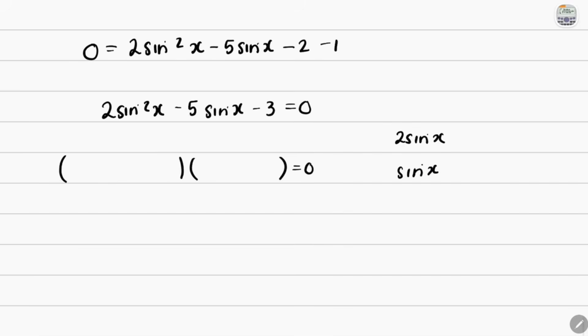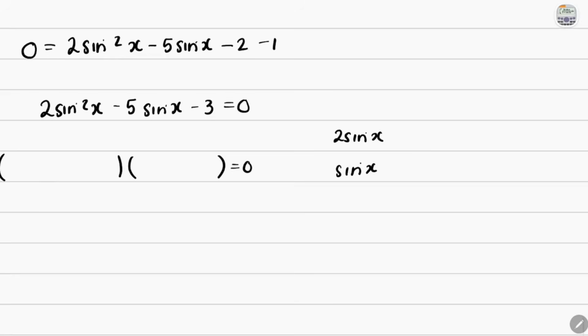Okay, if this is too intimidating, you can just say, in place of sine x, I'm going to say k. So this will become 2, and this is sine squared x, so it will be k squared, and then minus 5, and then sine x, so it will be k, and then minus 3. And then factorize that, and then in place of k, replace it back with sine x. You could do that. But I'm just going to take it like this.